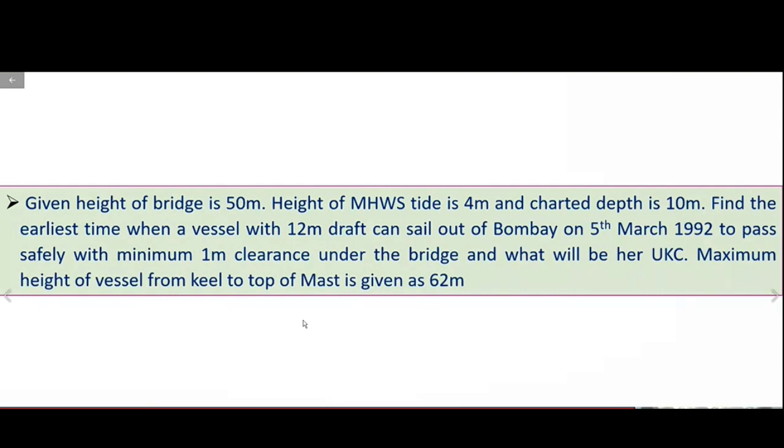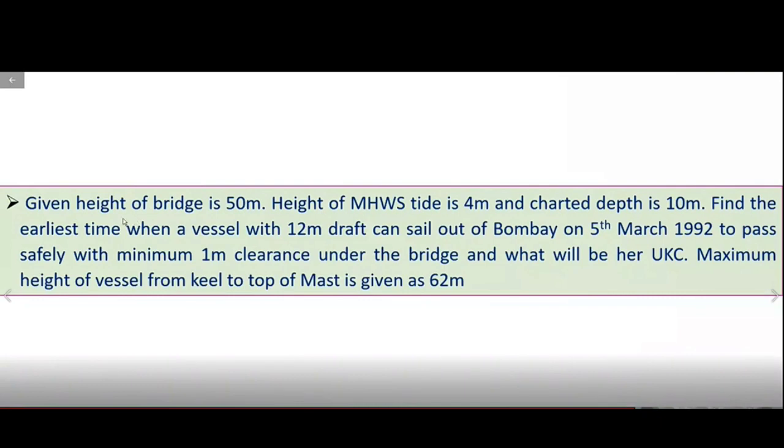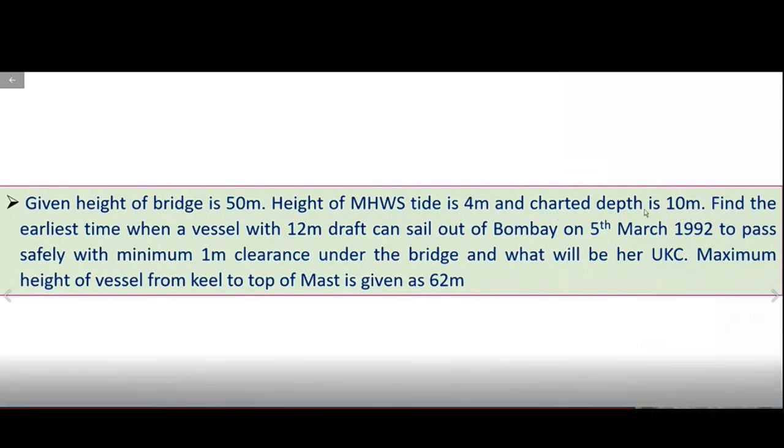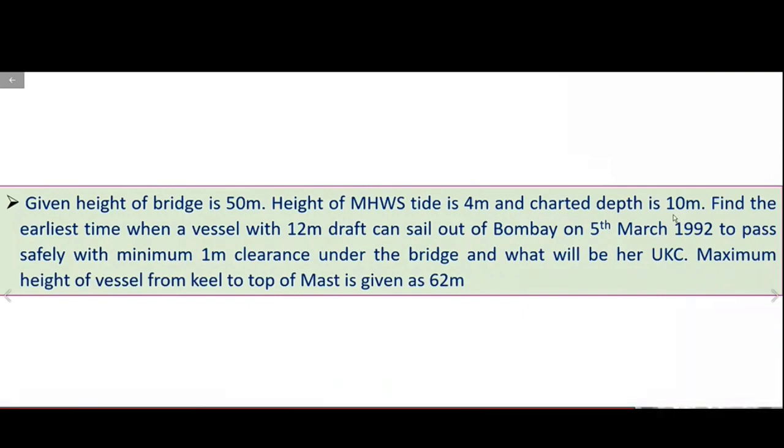ओके बेटा, जहां पे ये ब्रिज है, जहां से वेसल ने पास करना है, उस पर्टिकुलर जगह पे जो चार्टेड डेप्थ है वो 10 मीटर लिखी हुई है. It is mentioned in the chart that the depth is 10 meters. So 10 meter is the charted depth at that particular location. Okay, this is clear? Yes, yes, sir.